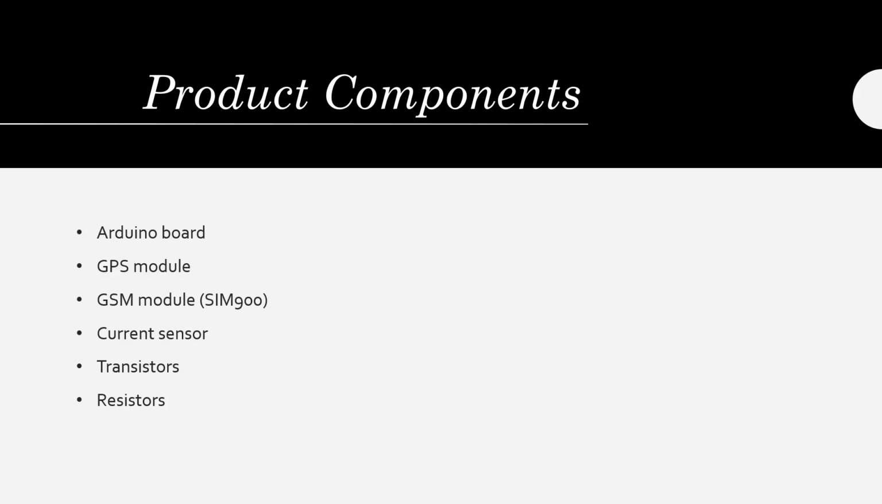The GPS module is used to get the location of the accident, and the GSM module is used to send this location to the user-defined numbers saved in the SIM card of the GSM module. The current sensor takes the input for this system. When an accident takes place, the sensors of the vehicle will detect it and send a signal to deploy the airbags. When an airbag is deployed, the signal is also sent to the vehicle's dashboard. This signal will be detected by the current sensor.